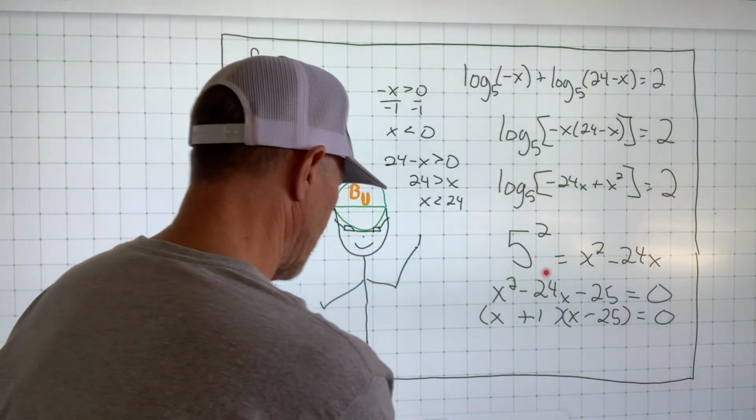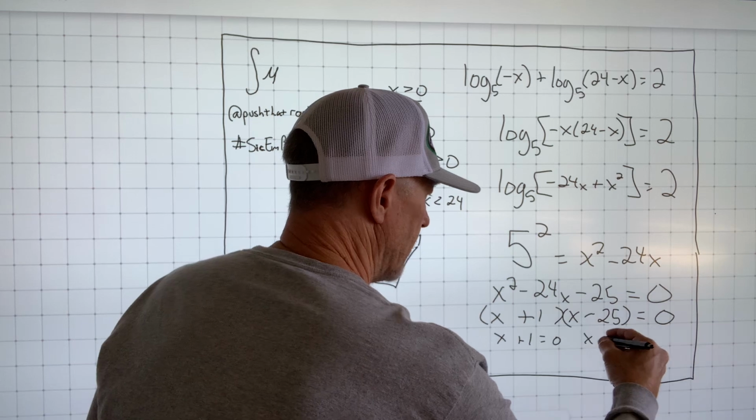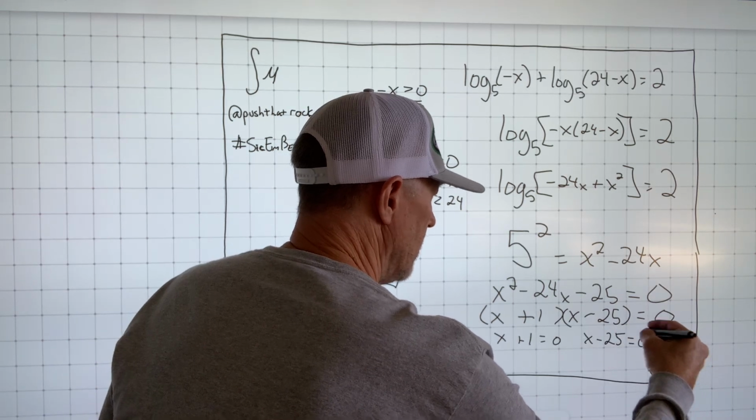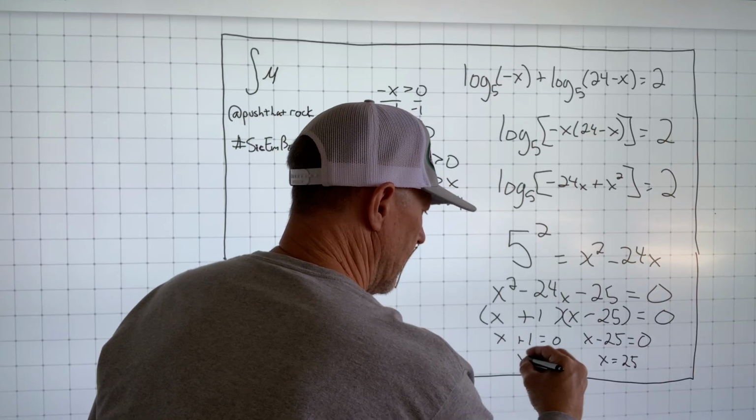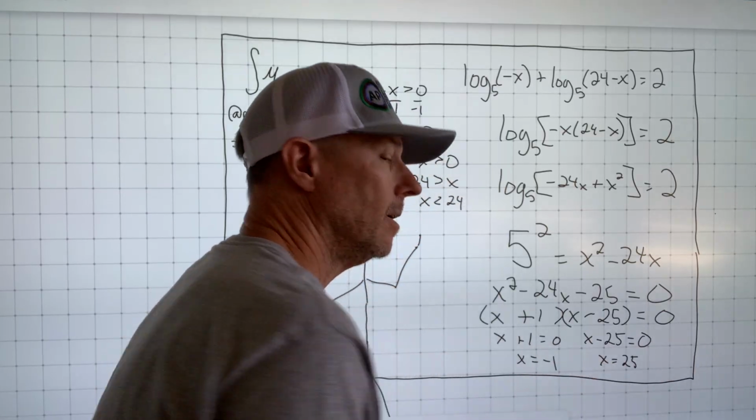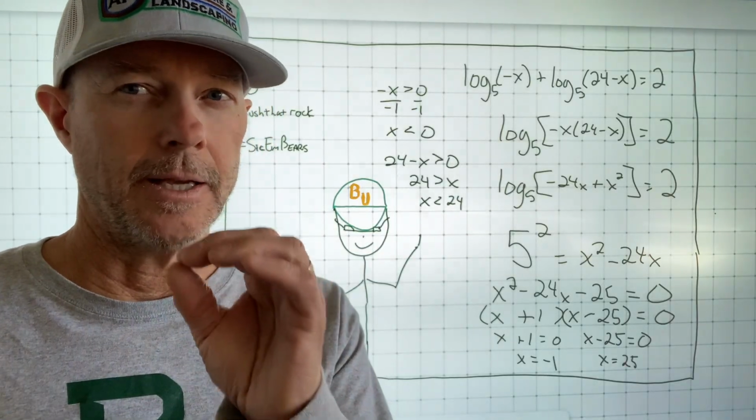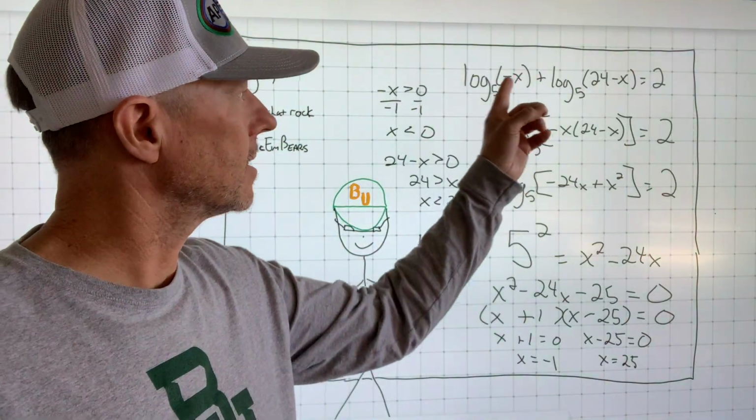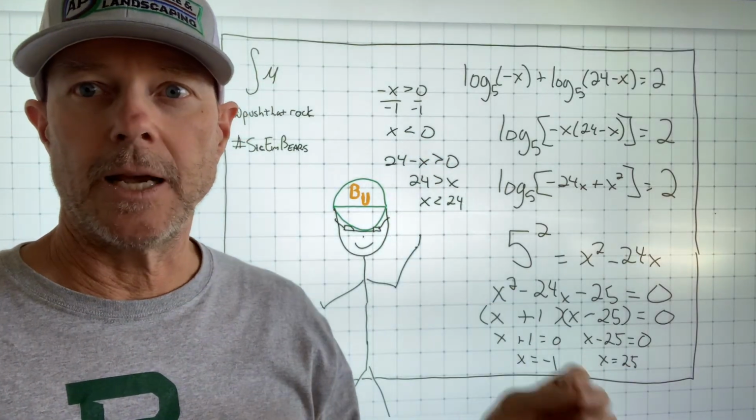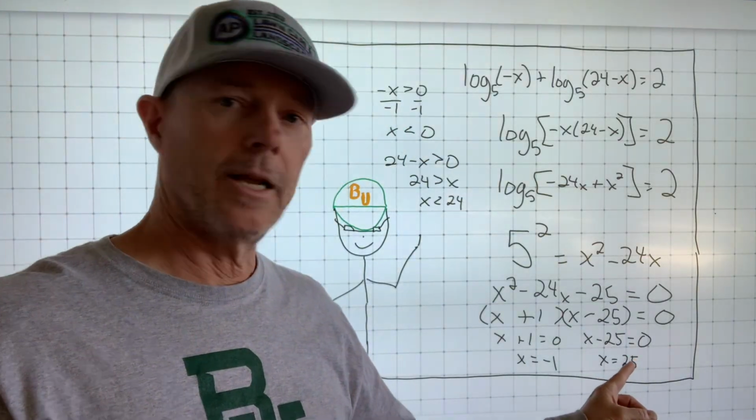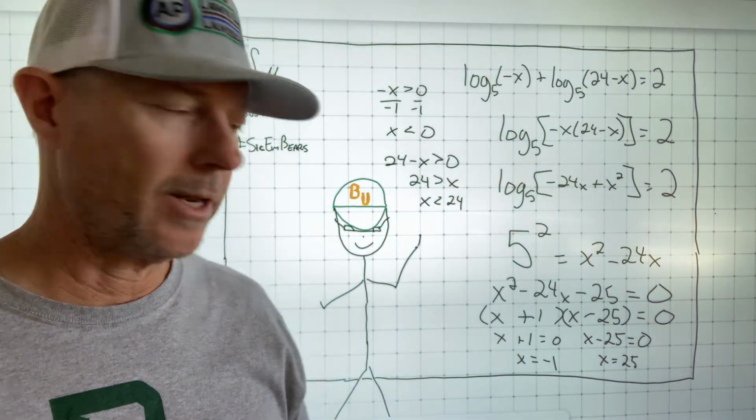So I set each factor equal to 0. I have x plus 1 is equal to 0, and x minus 25 is equal to 0. And so my solutions are x equals 25 and x equals negative 1. But wait a minute. We said the input, the x, had to be less than 0. It must be less than 0. 25 is not less than 0. We call this an extraneous solution or an extraneous root.